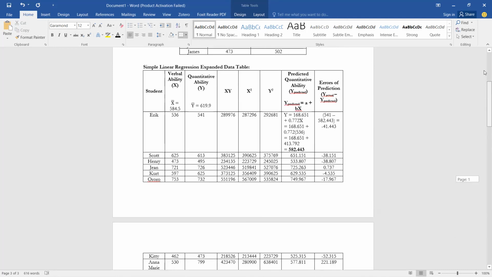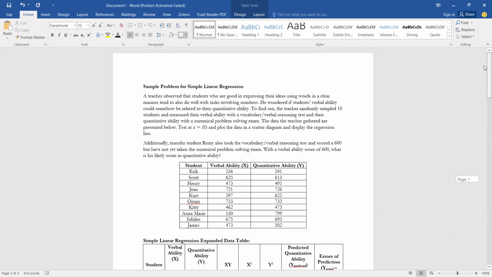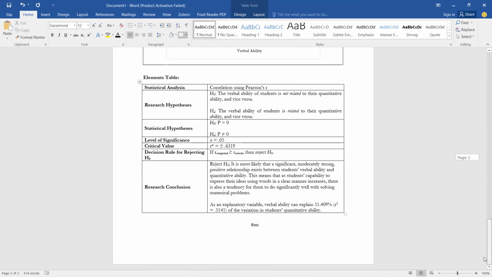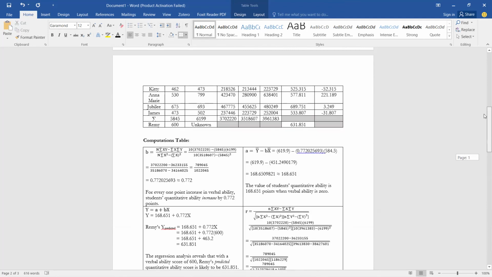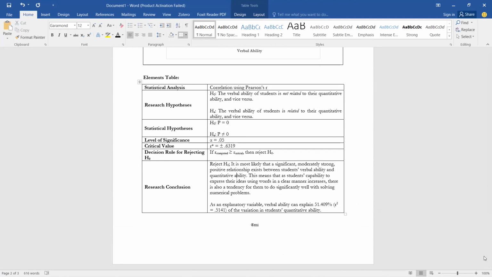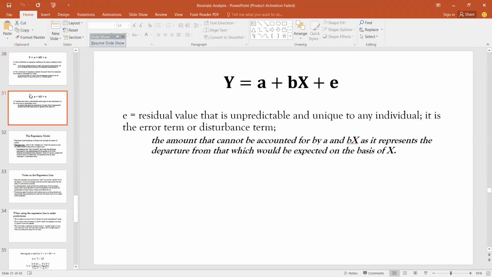So there. That is our sample problem on simple linear regression. No? Yeah. So let me go back to my PowerPoint and wrap this all up.